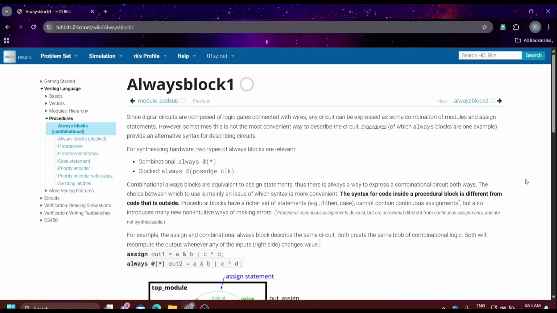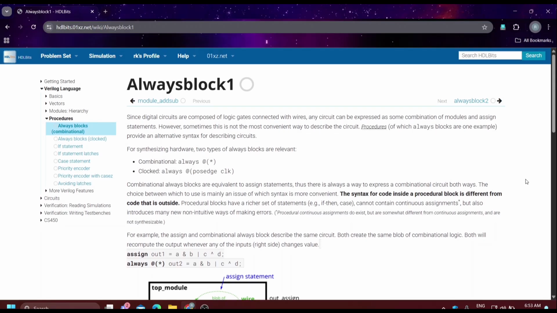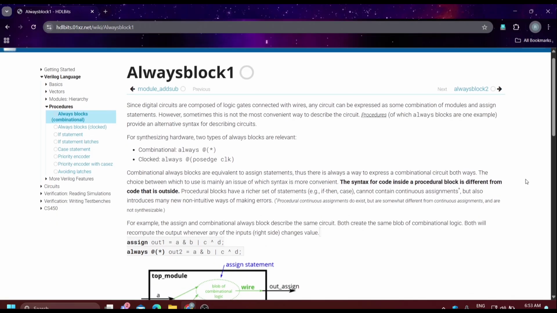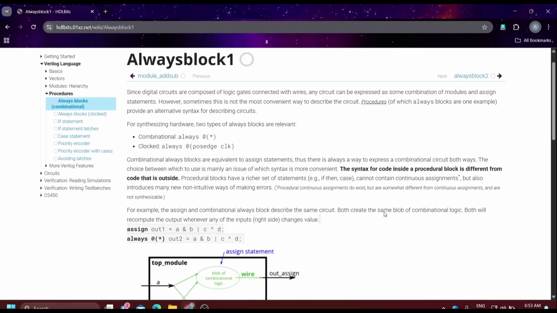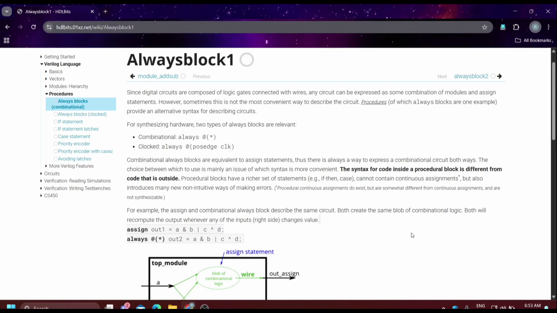Hello everyone. So this is the new topic. We are going to solve this question on this topic. So this is the always block topic. Several times while writing code, we are using always block. See here, a little bit of theory has been given. So we just read these things.